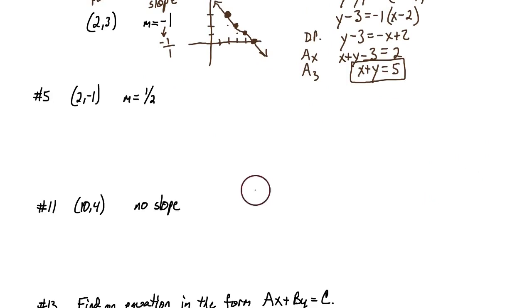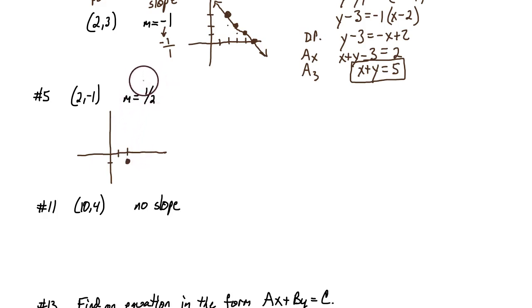Okay, number 5 has the same directions. We're given a point and the slope. From that, we can make the graph. Let's create a quick grid. X is 2 and y is -1. There's a dot on the graph.